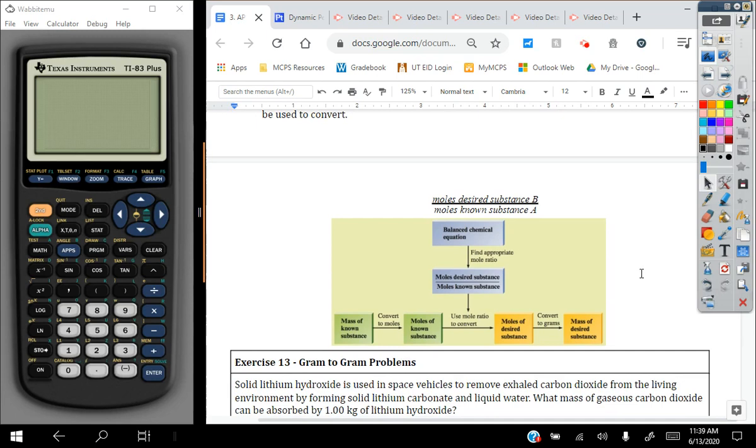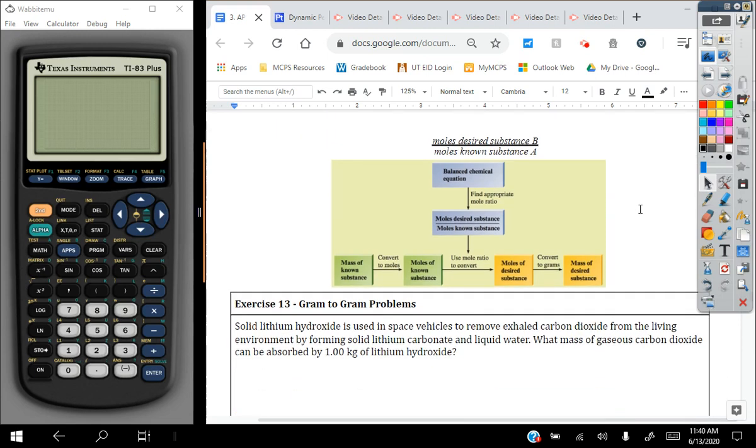first we are usually given some mass in grams. When we have our mass in grams, we know we must convert it to moles in order to compare them. Once they're in moles, we can use the mole ratio from our balanced chemical equation to convert from one substance to another within that chemical equation. And then, of course, once we're in moles of that new substance, we can convert back to grams.